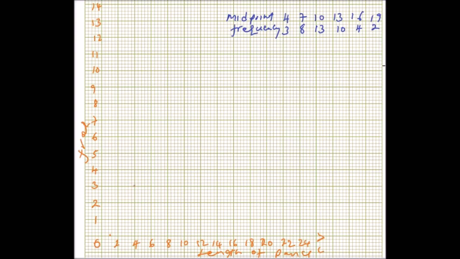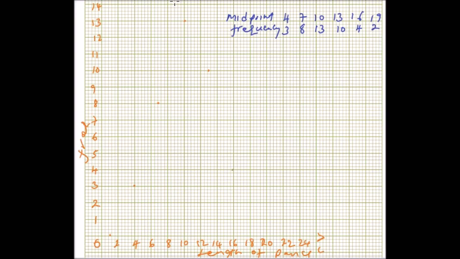The second one, the midpoint was 7 and the frequency was 8. So 7 is somewhere there. Then we have the other one. The midpoint was 10 and the frequency was 13. So that is where we have our 13. The next one, the midpoint was 13 and the frequency was 10. So that's where we have 13 and 10. Then we have the next one, 16 and 4. So the frequency was 4 and the midpoint was 16.